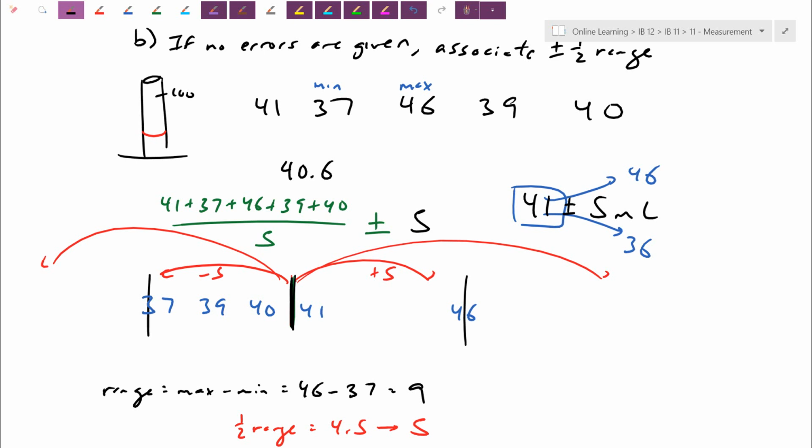So if I'm not given all the errors, I calculate this range. I calculate how far spread out my numbers are. I know my average puts me somewhere in the middle, and I associate myself half wrong going up, half wrong going down, and that should cover the entire distance.